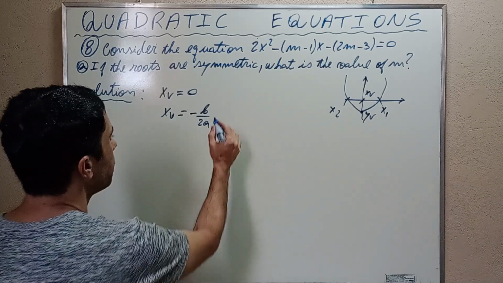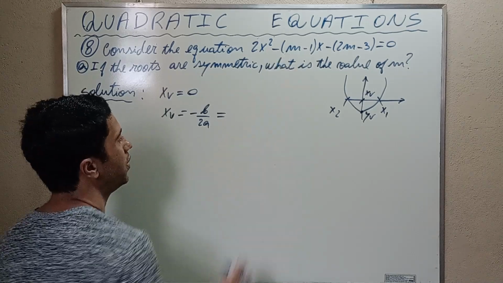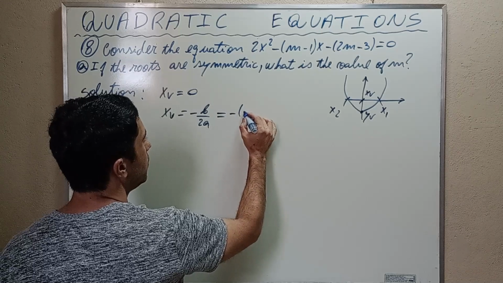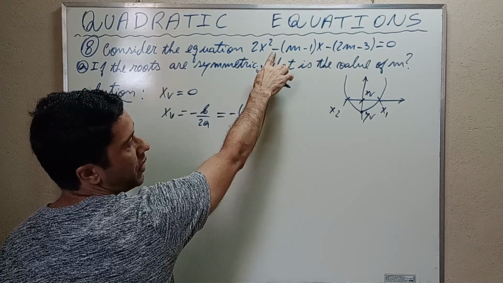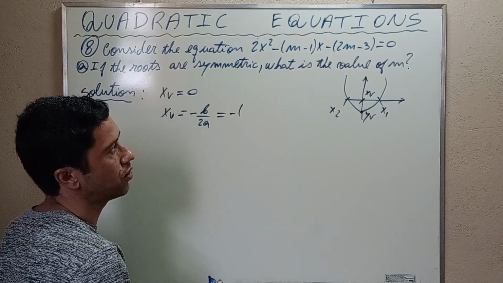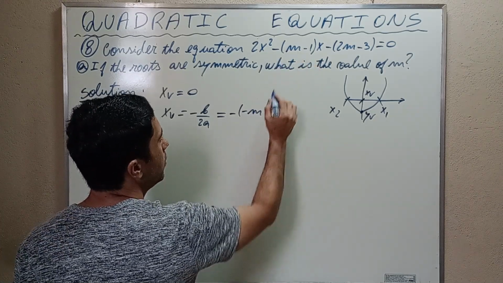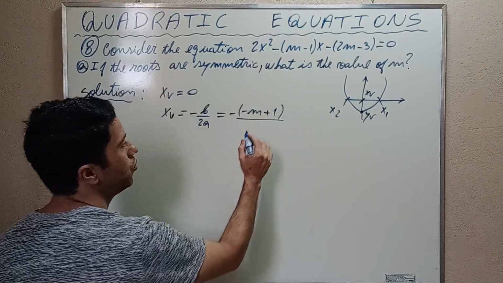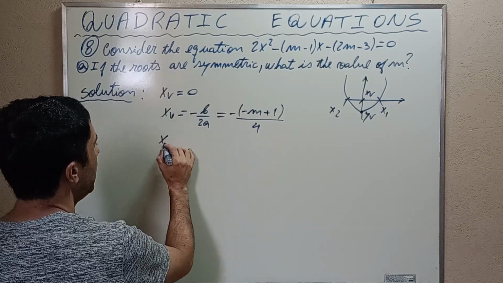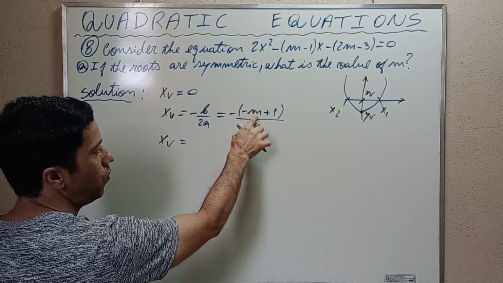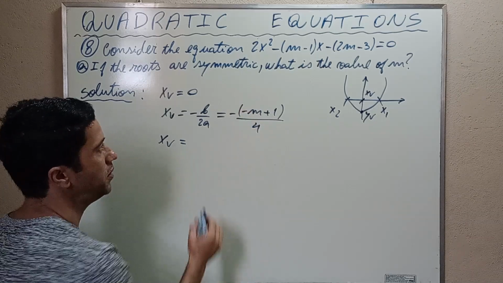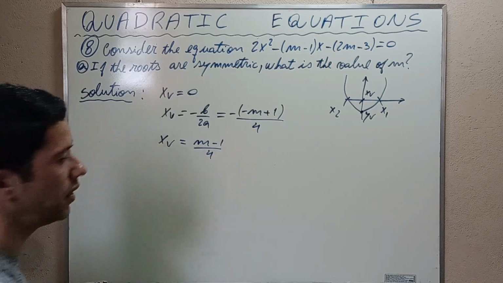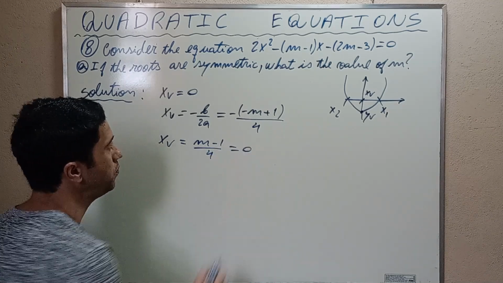For us here, b is this. Okay? So b is equal to negative, I pass this negative sign inside, alright? Minus m plus 1 divided by 2 times a. 2 times 2 is 4. xv is equal to, now I change the sign again, m minus 1 divided by 4. And this has to be equal to 0, okay?